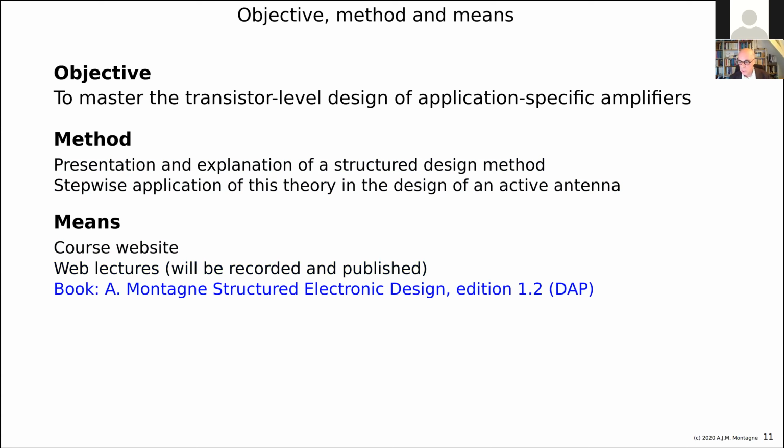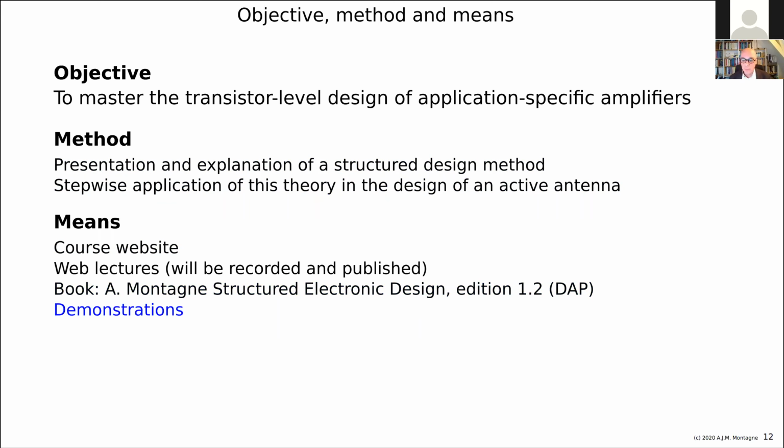The book is Structured Electronic Design Edition 1.2. I just had a question if 1.1 was still okay as well. Well, it is okay. You can find errata on the website of the book, and there are not really big changes. Some page numbers have changed, but it's not a huge change. So you don't have to buy a new book if you have edition 1.1.